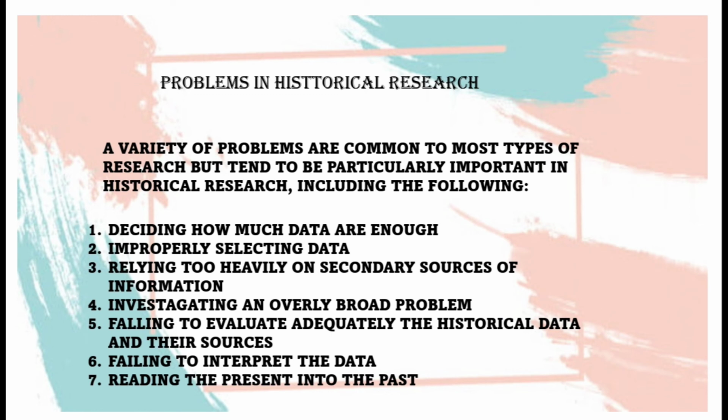Problems in historical research. A variety of problems are common to most types of research but tend to be particularly important in historical research, including the following. 1. Deciding how much data are enough. 2. Improperly selecting data. 3. Relying too heavily on secondary sources of information. 4. Investigating an overly broad problem. 5. Failing to evaluate adequately the historical data and their sources. 6. Failing to interpret the data. 7. Reading the present into the past.